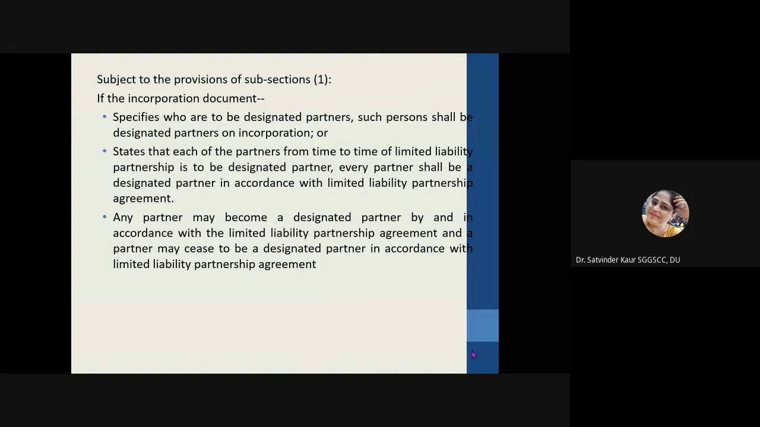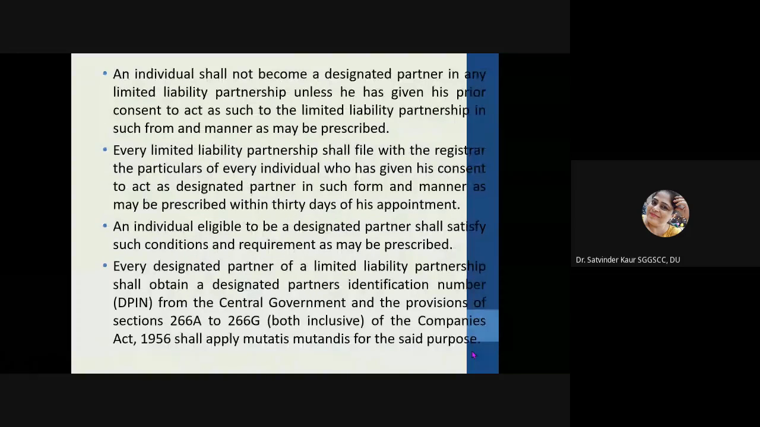Now when we talk about the designated partner, तो जब हम इनकॉर्पोरेशन ऑफ एलएलपी के लिए अप्लाई करते हैं तो उस इनकॉर्पोरेशन डॉक्यूमेंट में जब हम स्पेसिफाई करते हैं डेजिग्नेटेड पार्टनर्स को तो वो डेजिग्नेटेड पार्टनर बन सकते हैं. Other than that, if we specify designated partners from time to time as per the LLP agreement, then in that particular case every partner shall be a designated partner in accordance with the LLP agreement provisions. Every partner may become a designated partner as per the LLP agreement, and every partner may cease to be a designated partner, and again it would depend upon the provisions of the limited liability partnership agreement. Other than that, an individual shall not become a designated partner if he has not given his consent for the same.